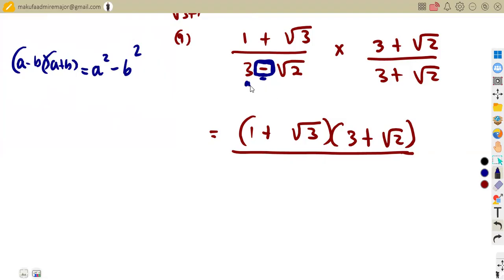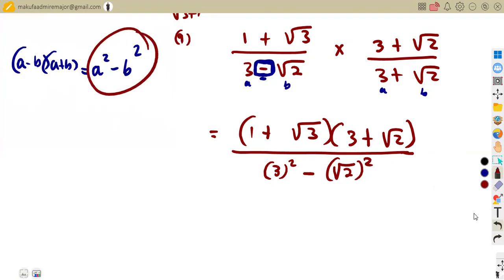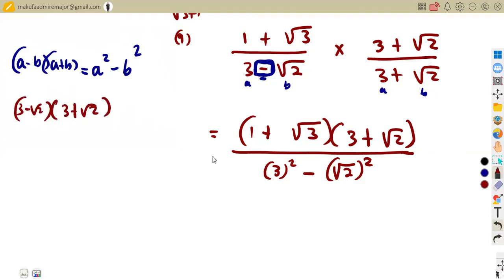So this is your a, this is your b, this is your a, this is your b, a minus b, a plus b. So we are going to have a squared minus b squared, a squared, which is 3. So this is going to be 3 squared minus b squared, which is the square root of 2 squared, from the difference of 2 squares concept. Yes, you can expand the brackets 3 minus the square root of 2 into the bracket of 3 plus the square root of 2. Expand the brackets. We are going to obtain the same thing.